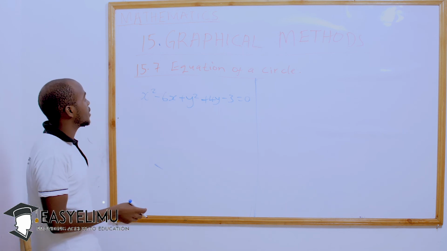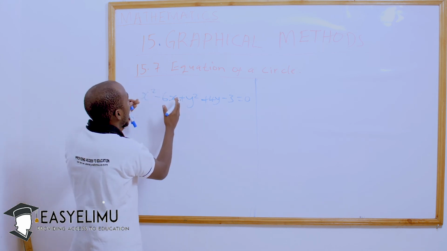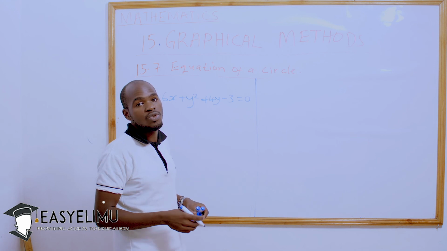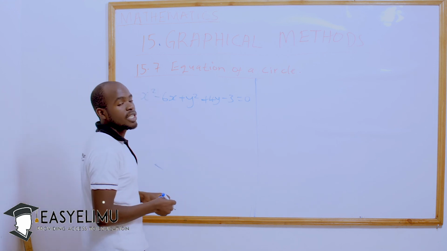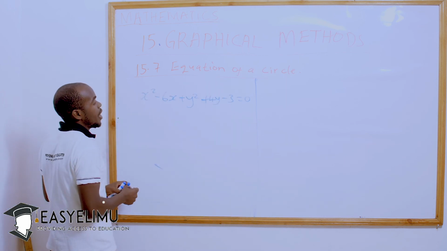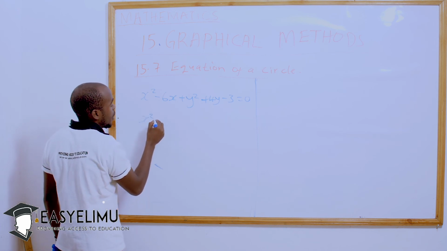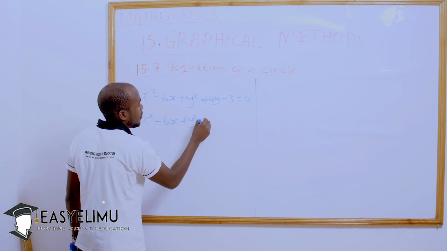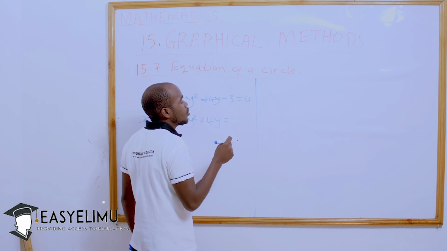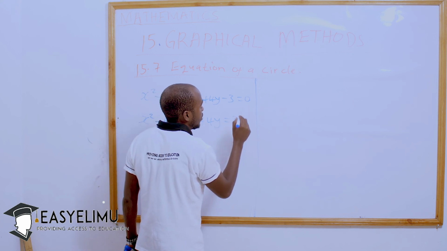And the quickest method is that we shall first take those terms which are of the quadratic equation on one side, and these constants we will take to the other side, so that we may complete it using the completing the square method. So we shall have the left hand side as x squared minus 6x plus y squared plus 4y is equal to, add 3 to both sides, this one will eliminate itself, and the other side will be positive 3.